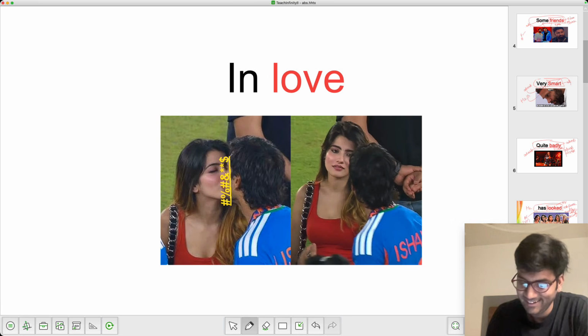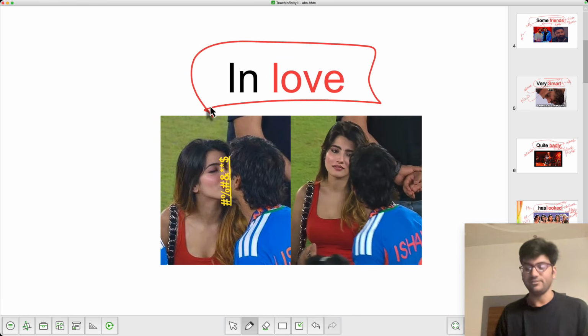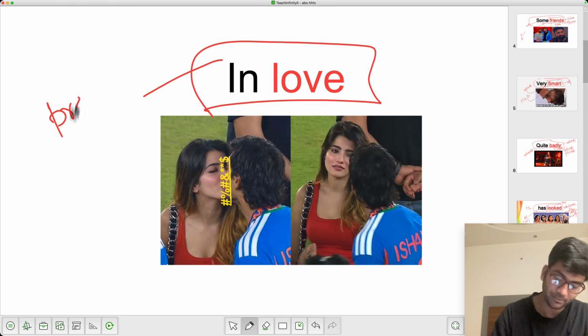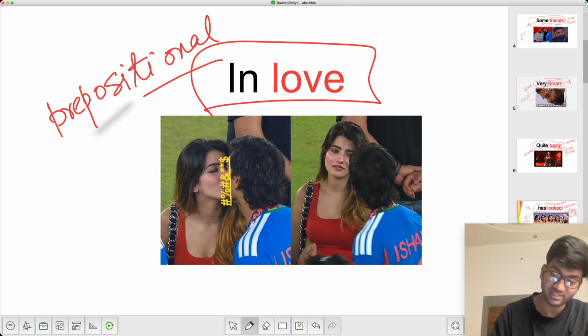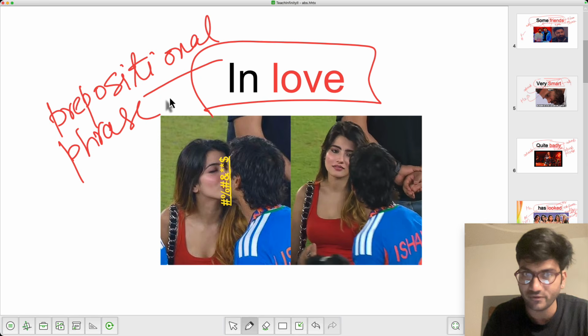Okay, let's look at another example. They're in love. Cute. In love. Is this a phrase? Definitely. In love. This is a prepositional phrase. So does it mean it's going to function as a preposition in a sentence? Hell no. This is not going to function as a preposition.